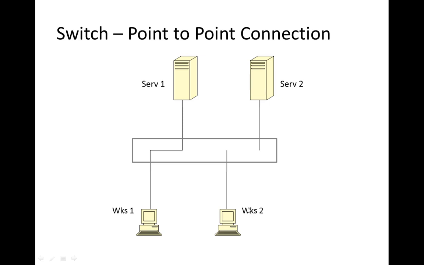When workstation 2 sends data to server 2, the switch makes a point-to-point connection between workstation 2 and server 2, and the packets never hit server 1 as they would in a hub.